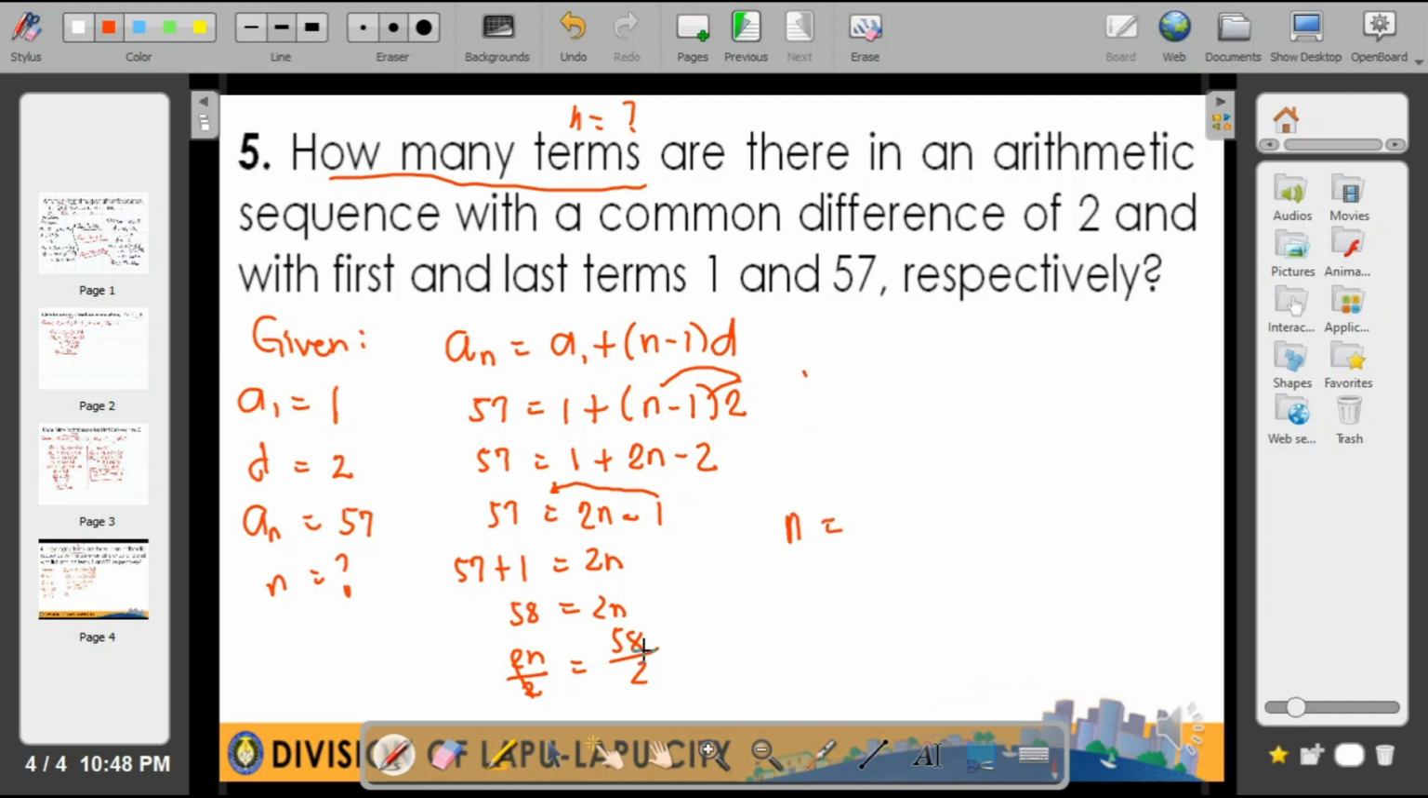n is equal to, what is 58 divided by 2? 58 divided by 2, that should be equal to 29. Thus, or therefore, sa ato pa di ay, in this particular sequence, there are 29 terms in it. And your 57, this 57 is actually the 29th term of the sequence.